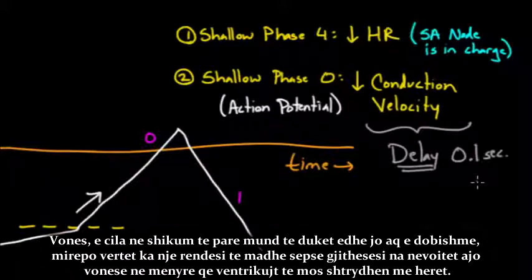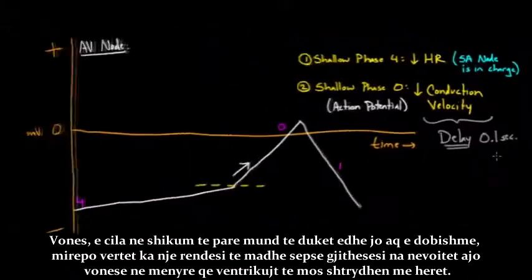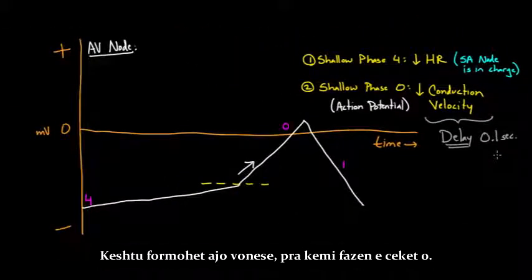It might seem initially that the delay is a waste of time, but it really matters because you want to create that delay so the ventricles don't squeeze too early. So this is how you create that delay: you have that shallow phase 0.